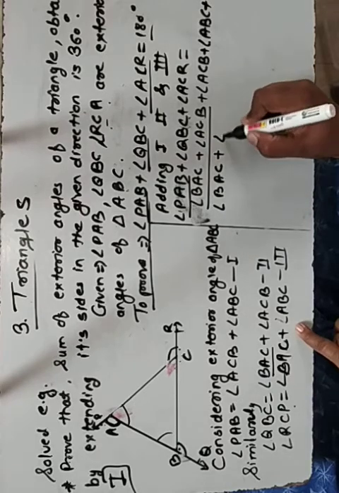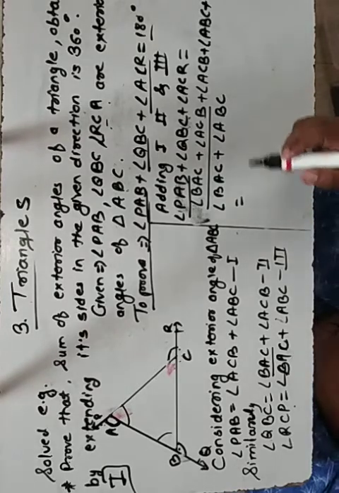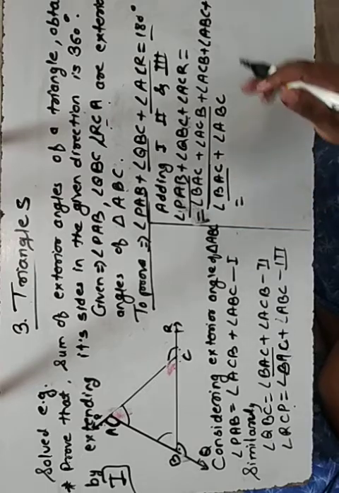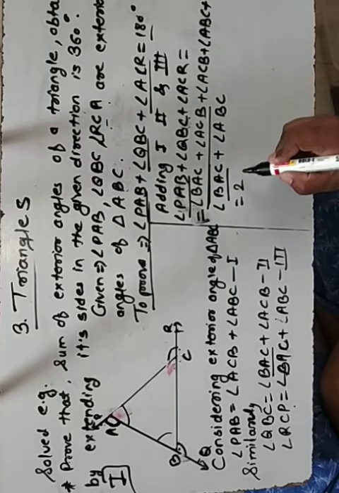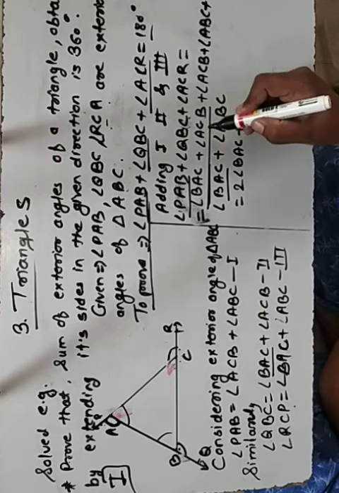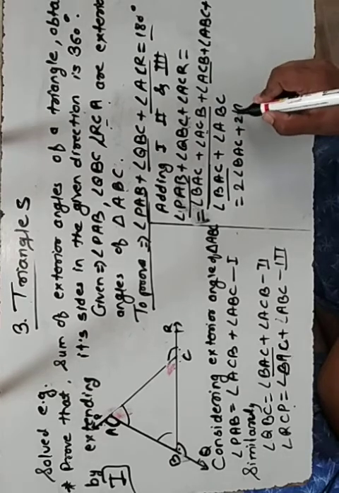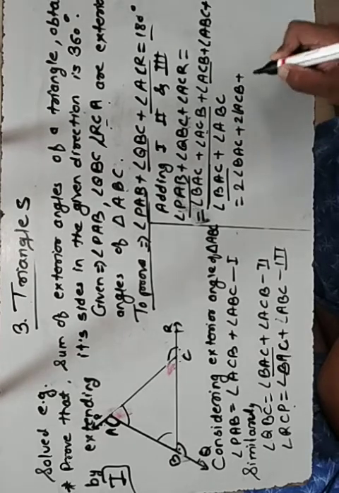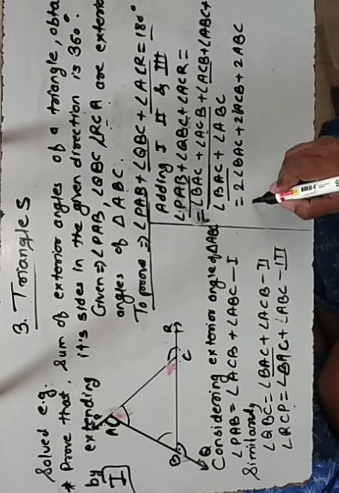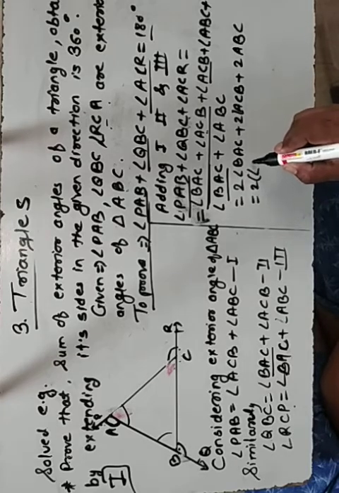If you look here, you will notice that angle BAC came how many times? Two times, 2 angle BAC. Angle ACB came 2 times, 2 angle ACB, and angle ABC came 2 times, 2 angle ABC. So it is equal to 2. Now take the 2 common and the angle sum inside.